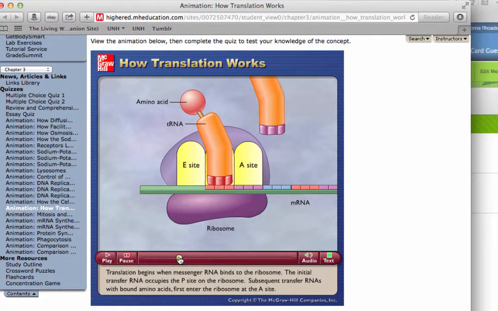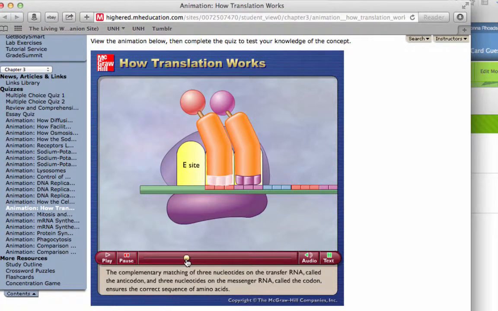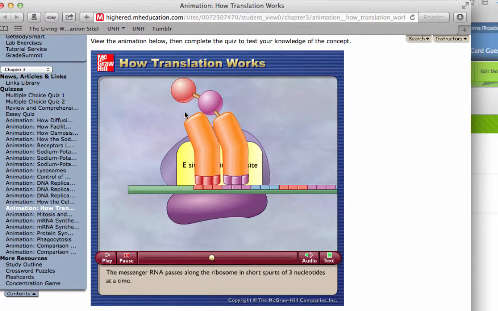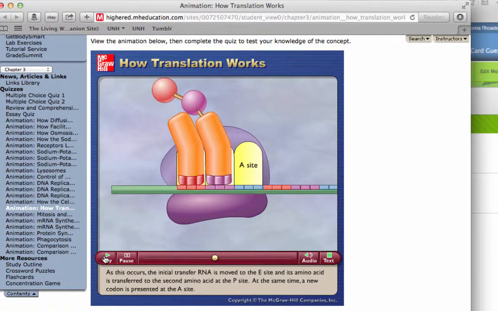Then what happens next is the next tRNA comes into the A site. Now what is going to happen now? What kind of bond is going to form when these tRNAs move? See that? Right up at the top? That's a peptide bond. So now you're starting to form a polypeptide molecule. Remember that? As this occurs, the initial transfer RNA is moved to the E site, and its amino acid is transferred to the second amino acid at the P site.